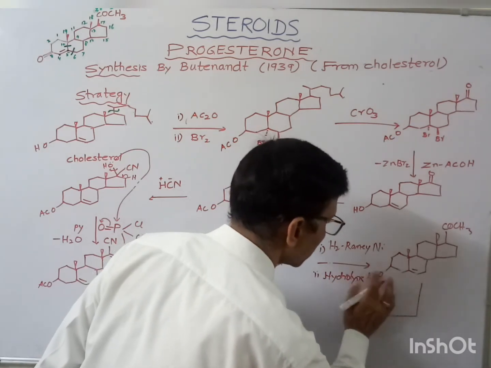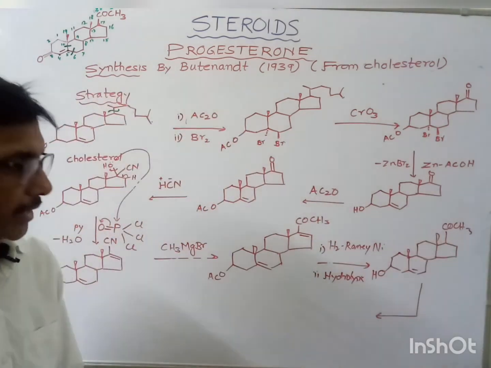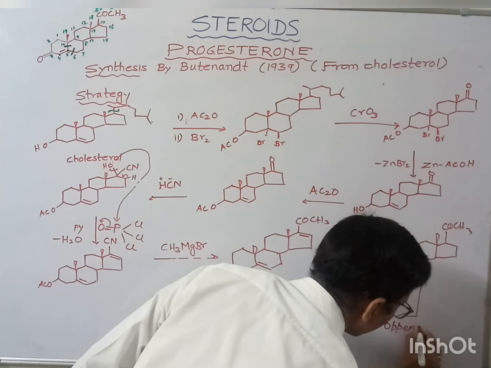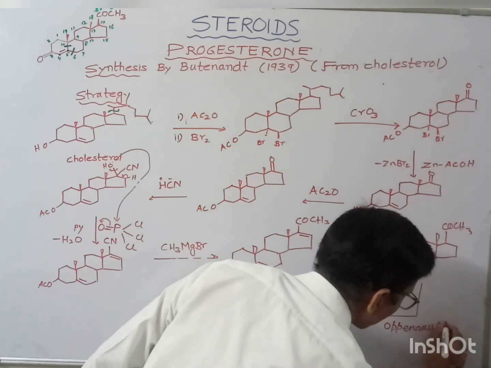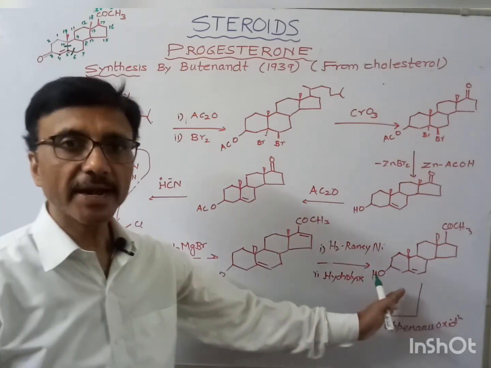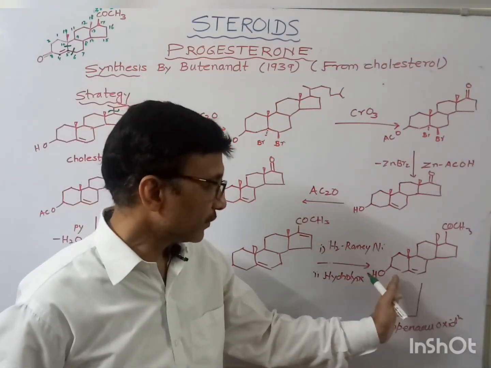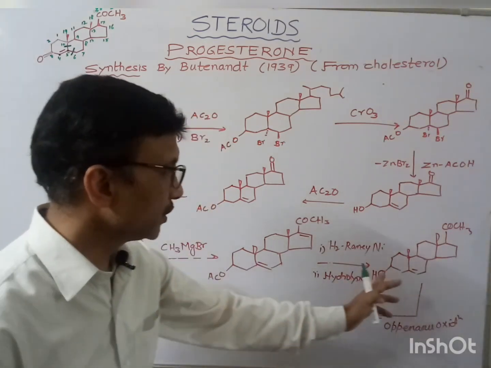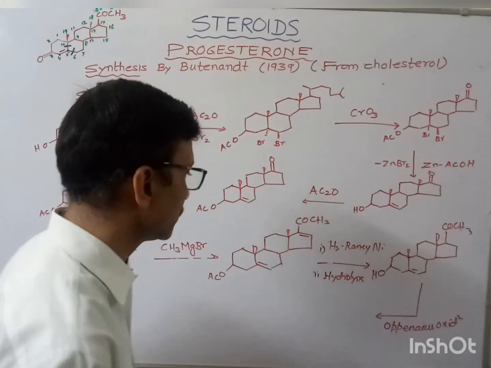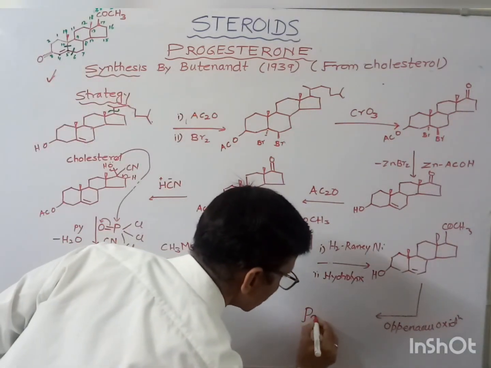So I am writing over here. This will be deprotected, and then comes the Oppenauer oxidation. In the Oppenauer oxidation, in the presence of aluminium tertiary butoxide and cyclohexanone, it will be converted into the keto, and this double bond will shift to this position, and we will get the progesterone. So we are getting the progesterone.